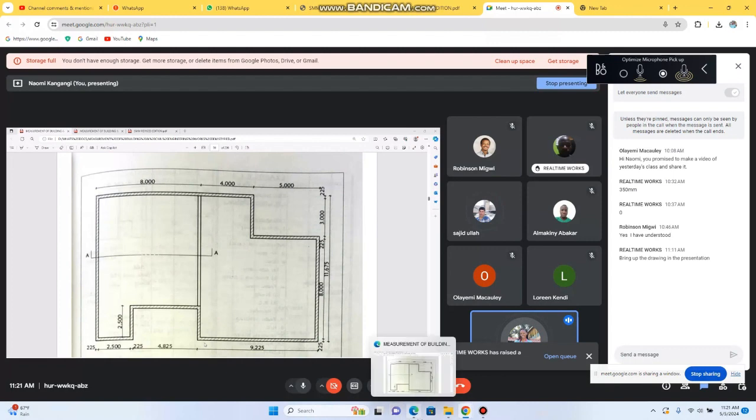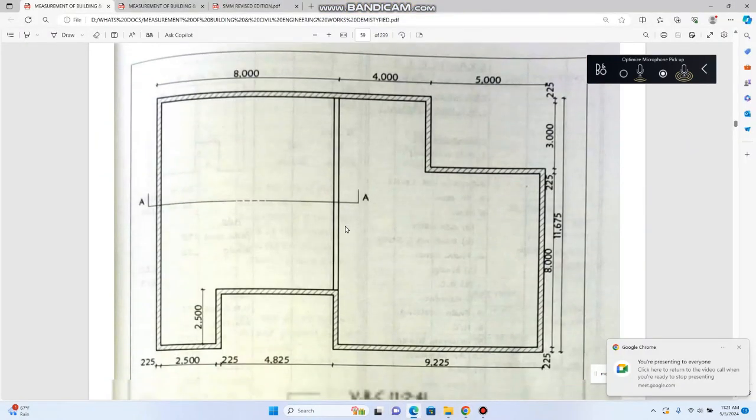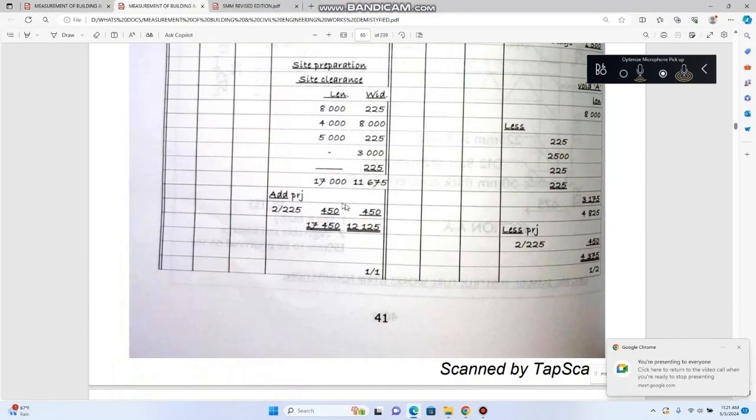So if you look at these site clearance, okay, it's here. We took the total length, 17,000. We took the total width, this one. We added 2 times 225, 450. So the length is 17,450. The width is 12,125, just as we have said. I hope we are together.